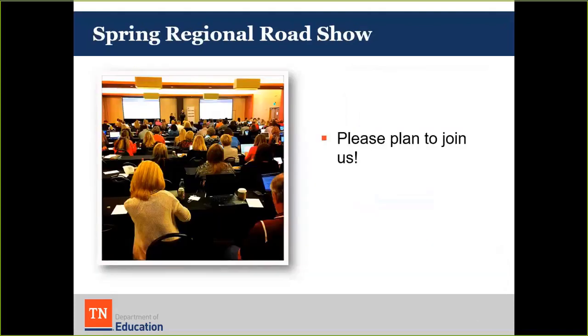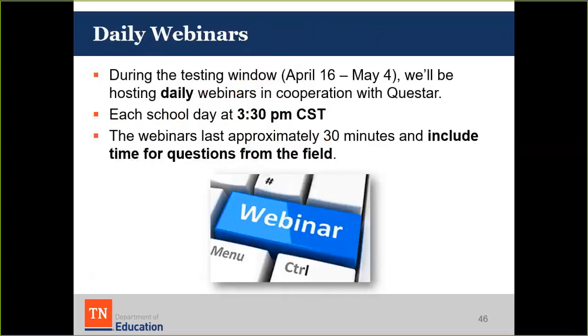I also want to make sure that you plan to join us for the Regional Roadshow. That's the last week of February, February 26th through March 2nd. We will be on the road all 5 days. We're at the normal places: Knoxville, Cookeville, Nashville, Jackson. That's Monday, Tuesday, Wednesday, Thursday. And on Friday, we will be in Memphis as well. And so we'd love to have you join us. You can register. If you have any questions about that, please send an email to tined.assessment@tn.gov.